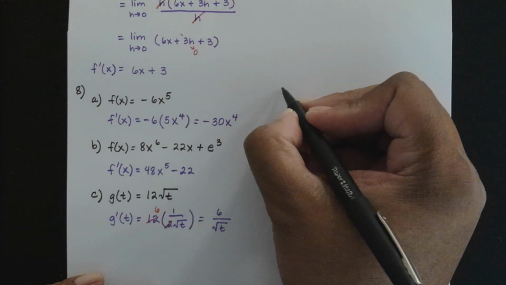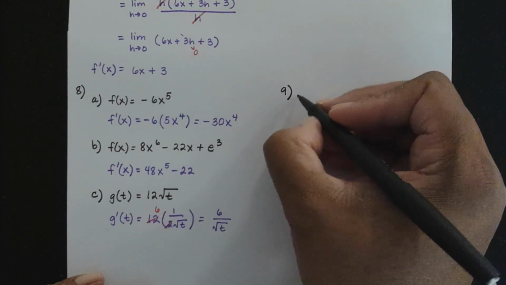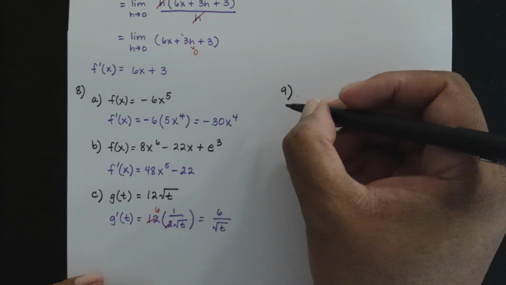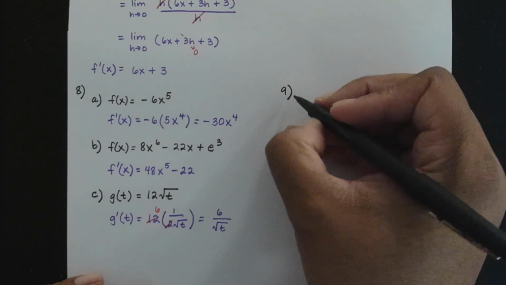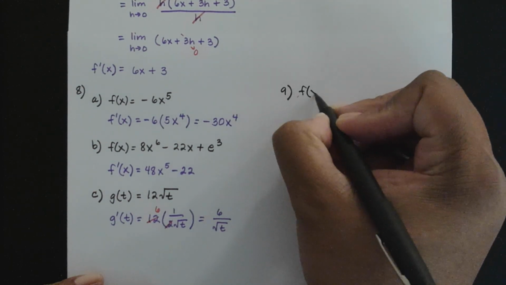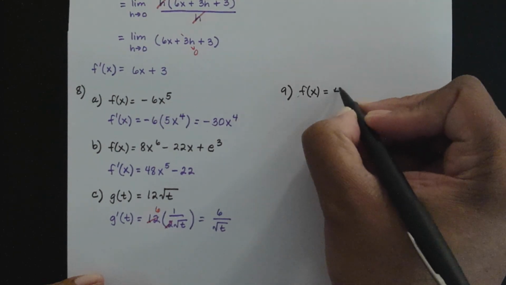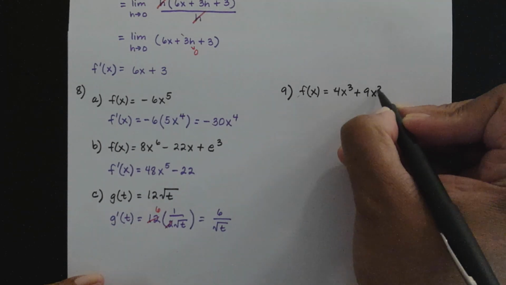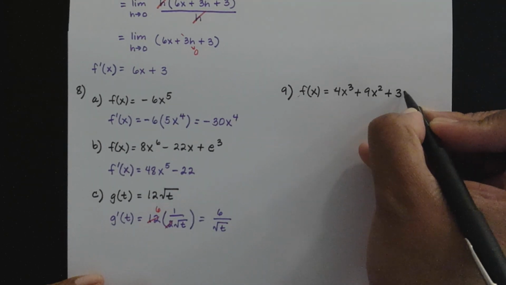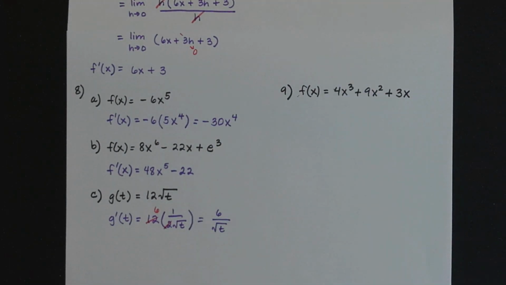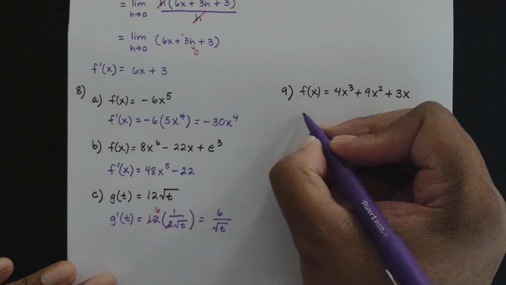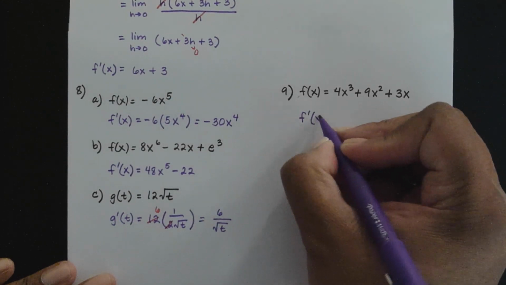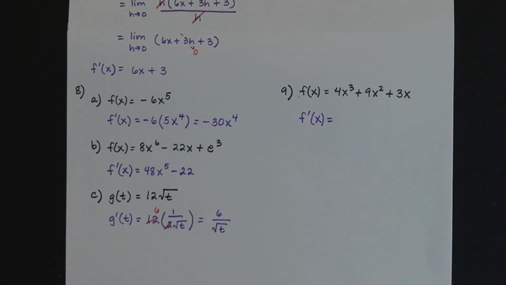And let's see, number 9, I'll do that over here. It says here find f prime of x, f double prime of x, and f triple prime of x. And we have the function f of x is equal to 4x cubed plus 9x squared plus 3x. And these deal with higher order derivatives here.